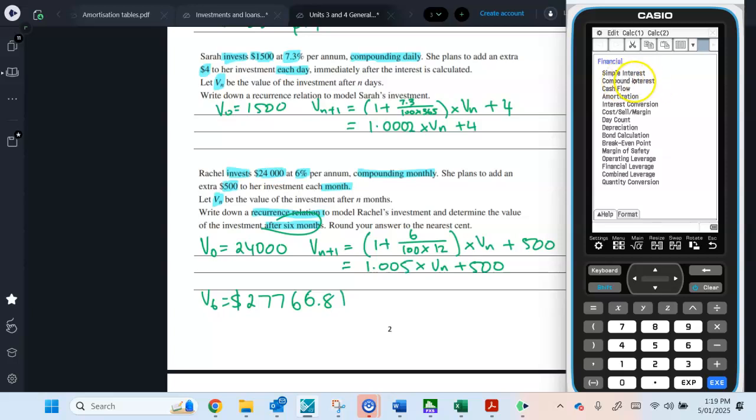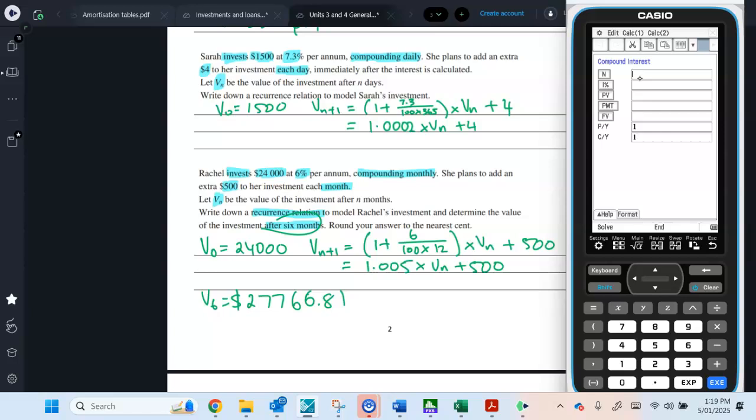So mostly we're just going to be using compound interest. So N is how many compounding periods there are. So that's 6. All right, so we wanted it after 6 months. So just 6. Here is your annual interest rate, which is also 6. It's going to let me press it in.